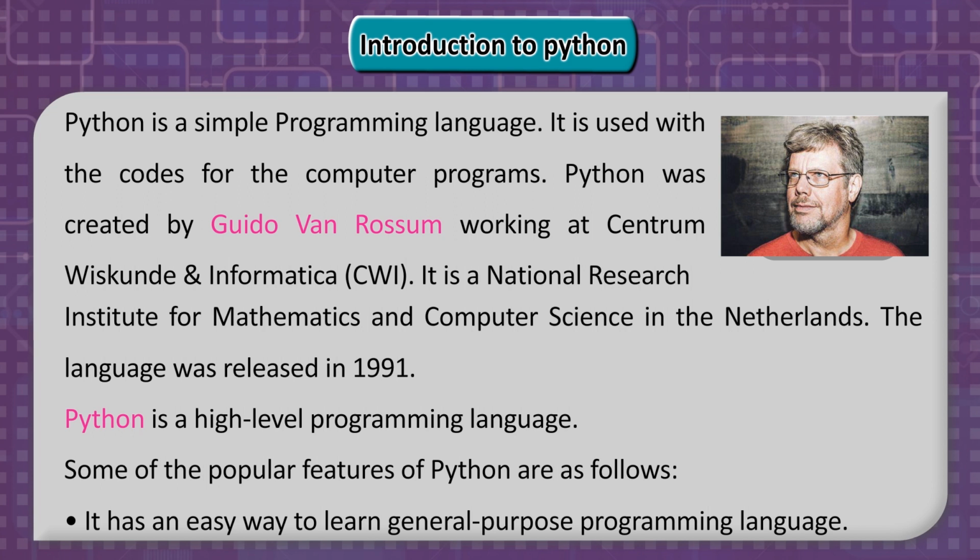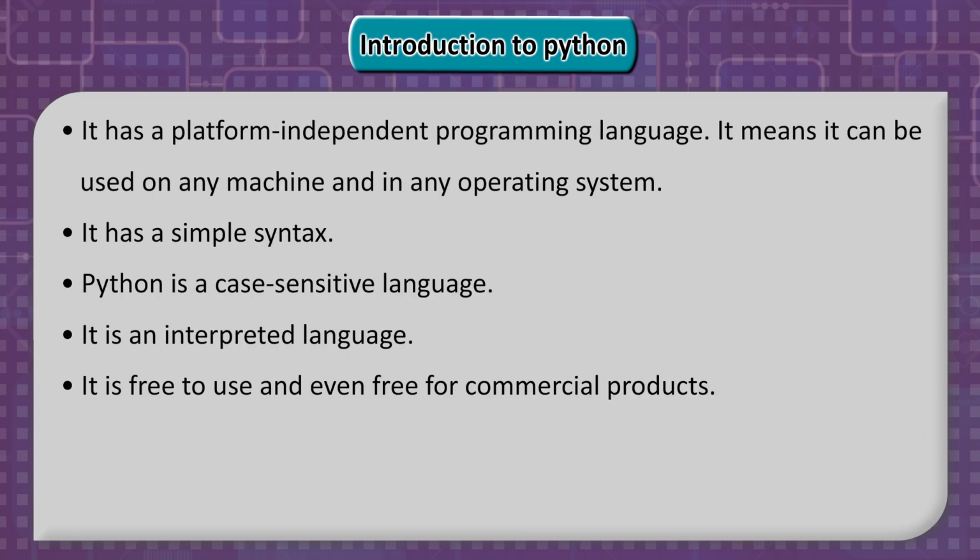Some of the popular features of Python are as follows. It is an easy-to-learn, general-purpose programming language. It is a platform-independent programming language. It means it can be used on any machine and in any operating system. It has a simple syntax. Python is a case-sensitive language. It is an interpreted language. It is free to use and even free for commercial products.